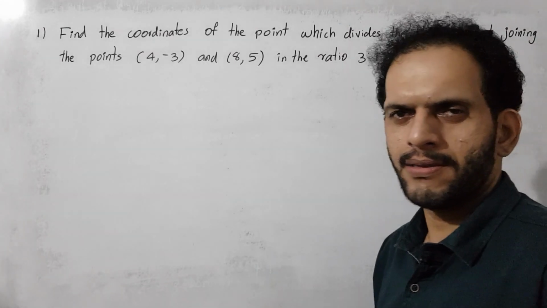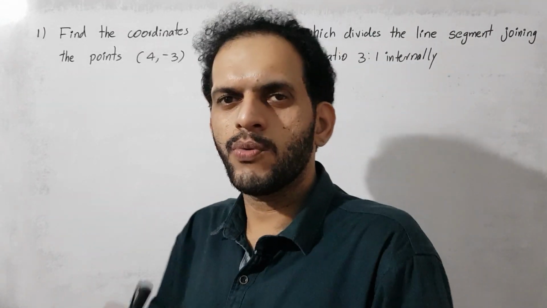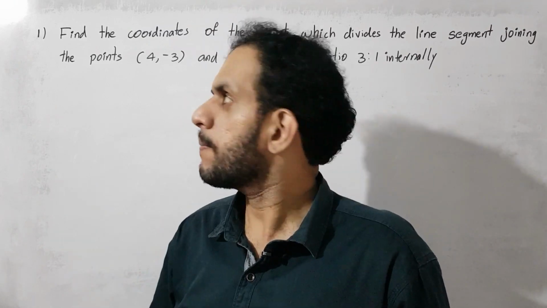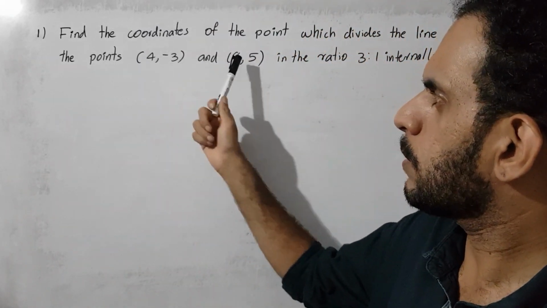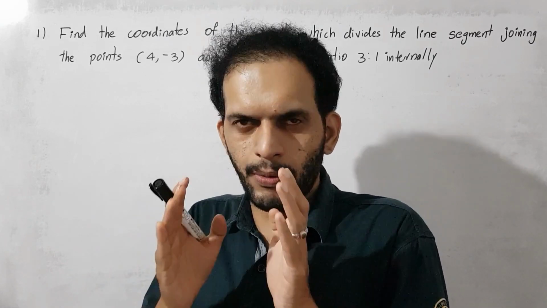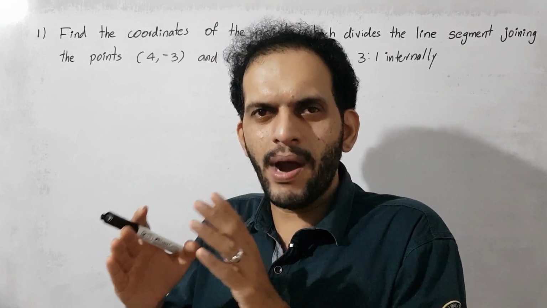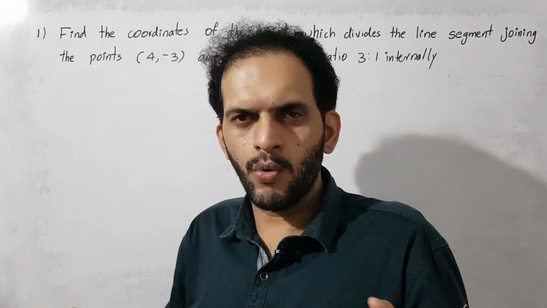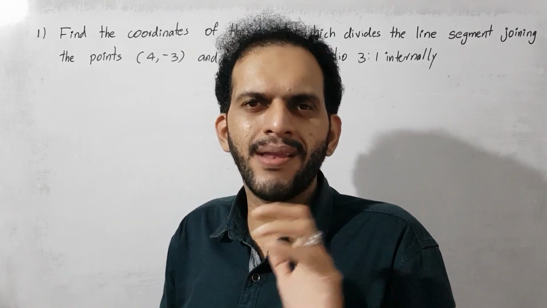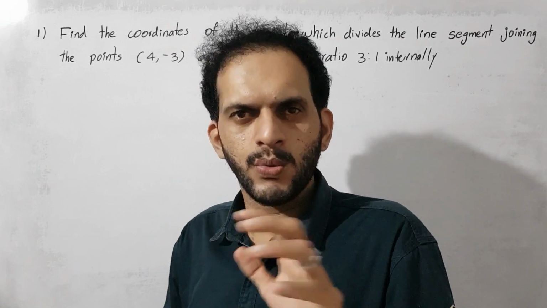Here the question is directly asking to find the coordinate of the point which divides the line segment AB. AB is not given, only the coordinates are given. First we want to choose the point name, the point which is dividing the segment. We don't know which one that is, so we choose the coordinate of that point as (x, y).